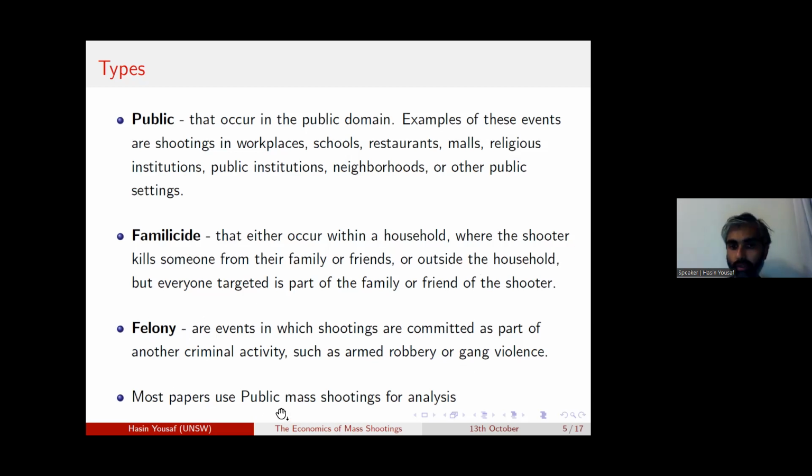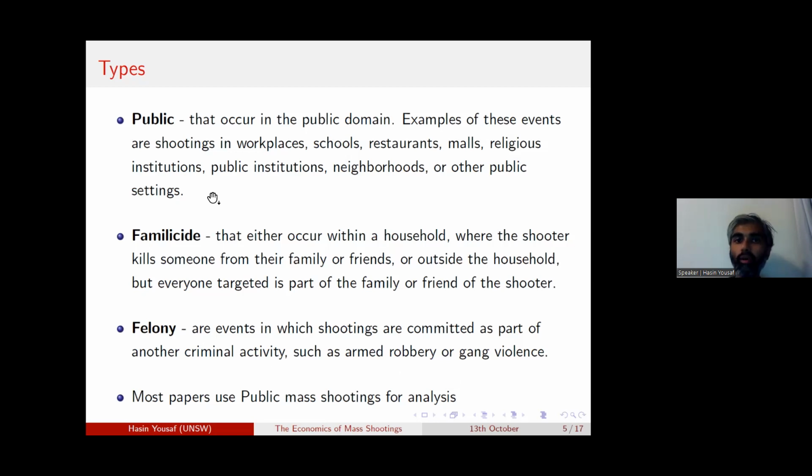Now, most recent papers in economics that use mass shootings use public mass shootings and not the other types. And there's a clear advantage of using public mass shootings compared to the others. Public mass shootings are likely to be more random compared to crime-related or domestic violence-related mass shootings.